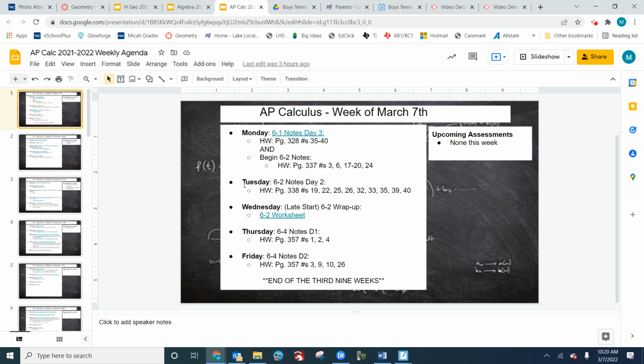And hopefully 6-2 is several days, mainly because you just got to see the different antiderivatives and see the pattern. 6-2 doesn't get too spicy until you have definite integrals with what's called U substitution. We'll talk about that today. 6-4 day 1 on Thursday, 6-4 day 2 on Friday. So no summative points this week, all formative.